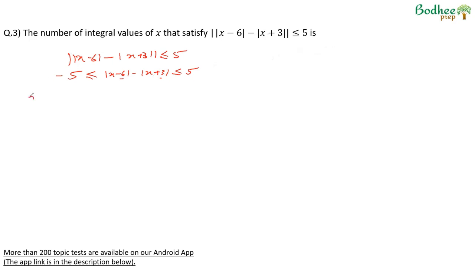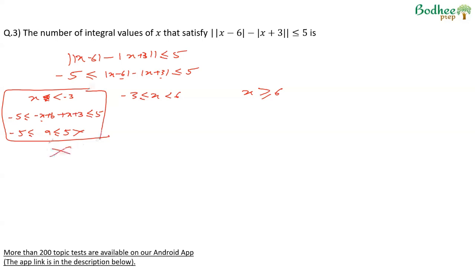So we are making three cases: when x is less than -3, -3 is less than or equal to x is less than 6, or x is greater than or equal to 6. In the first case, both the mods will be negative. So -5 is less than or equal to minus x plus 6 minus x plus 3, which is less than or equal to 5. Here x and x cancel out, so we get -5 is less than or equal to 9 is less than or equal to 5. This does not make sense. So no solution here.